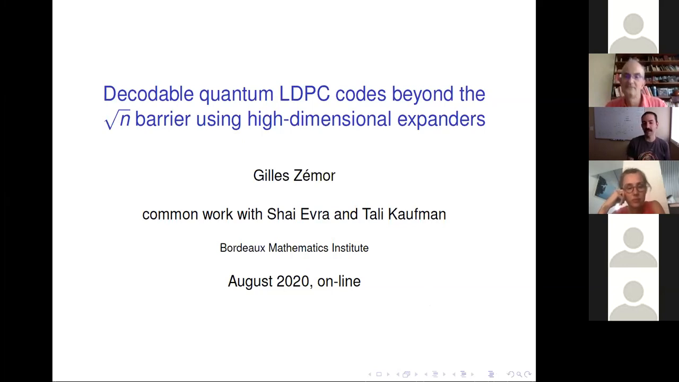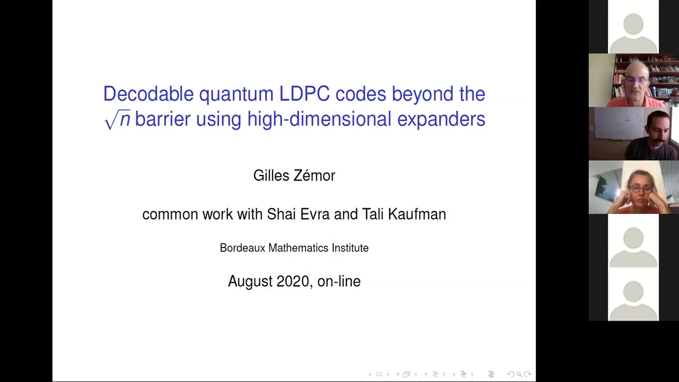Gilles is at the Bordeaux Mathematics Institute. He's done a lot of great work on quantum error correction. He has other work as well outside of quantum error correction. Everyone here knows his famous result with Tillich on these hypergraph product codes. And I think what he's going to tell us about today is some new extensions of this idea. He's going to tell us about decodable quantum LDPC codes beyond the square root n barrier using high dimensional expanders.